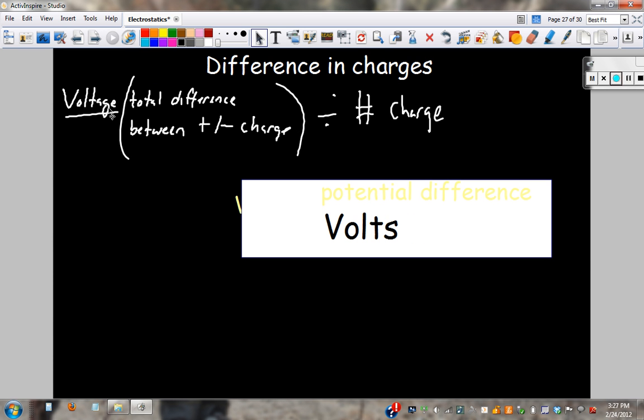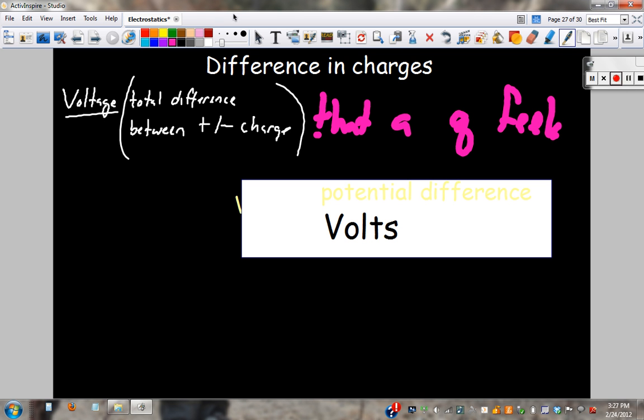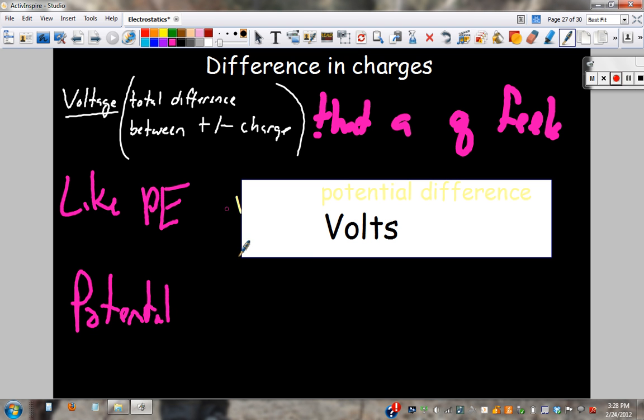So what we have is voltage is the total difference between positive and negative charge that a charge feels. It's like potential energy, but it has to do with the difference, so we call it potential difference, or voltage. It's the same thing.